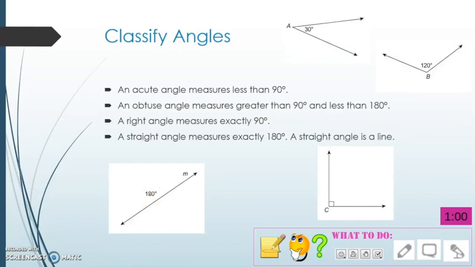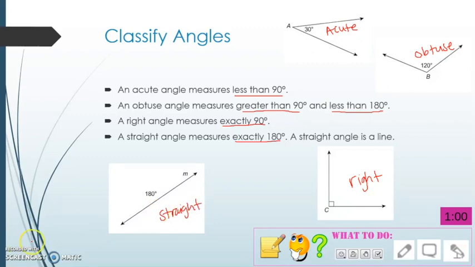All right, classify angles. We have acute angles that are less than 90. So that's the example here. We have obtuse angles that are greater than 90 but still less than 180. So that's angle B. We have right angles that measure exactly 90. That's angle C. And then straight angles measure exactly 180. Those are basically just straight lines. So that over here is line M.